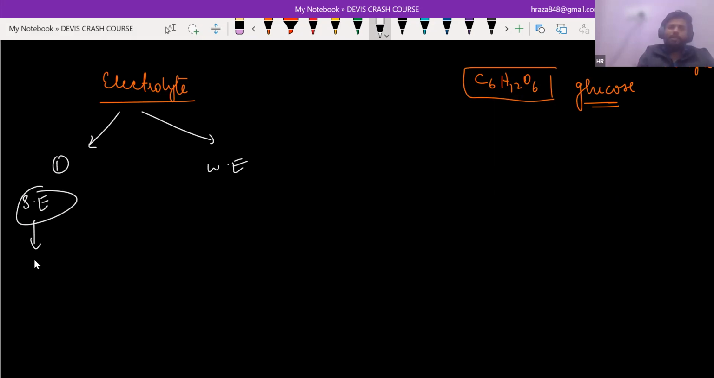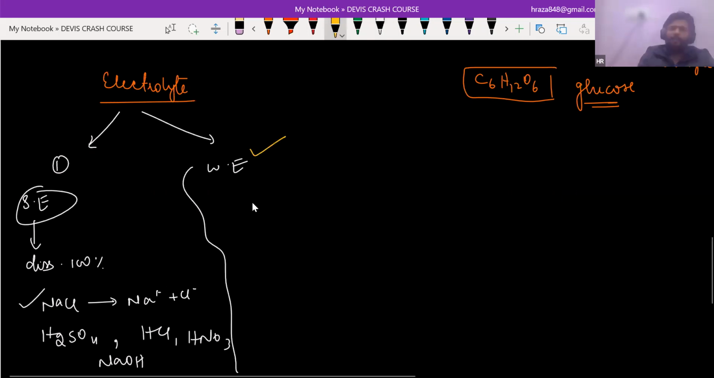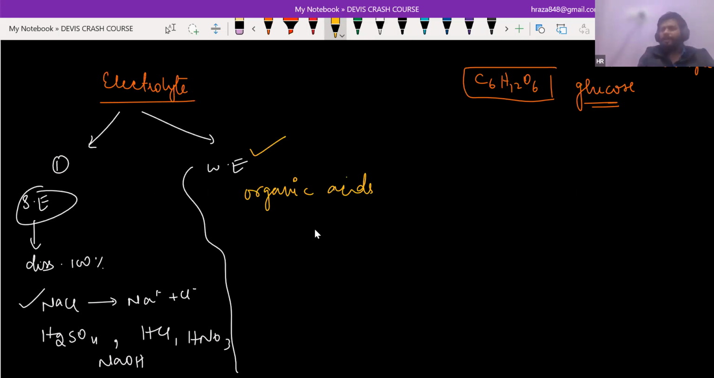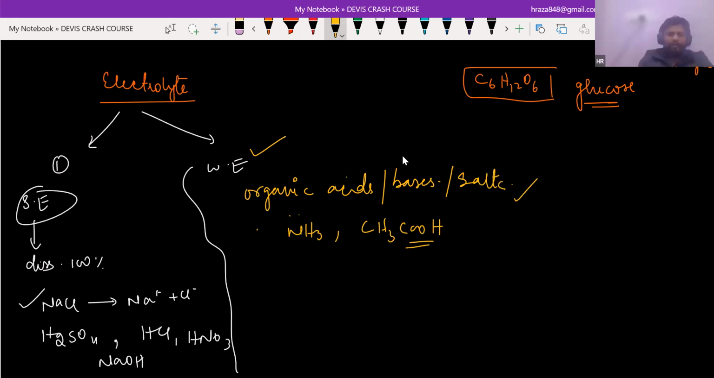A strong electrolyte is the one which dissociates 100%, like NaCl. There are some acids, like H2SO4, HCl and HNO3. There are some bases like NaOH. There are some salts like this which are 100% dissociated. That is a strong electrolyte. And a weak electrolyte is basically your organic acids or bases. We generally treat organic acids as not 100% dissociated. They dissociate 5%, 10%, 30%. Organic bases, like you can take the example of NH3, or an acid like CH3COOH. These organic acids and bases are basically weak electrolytes. So this is the difference between a strong electrolyte and a weak electrolyte. This is very important.